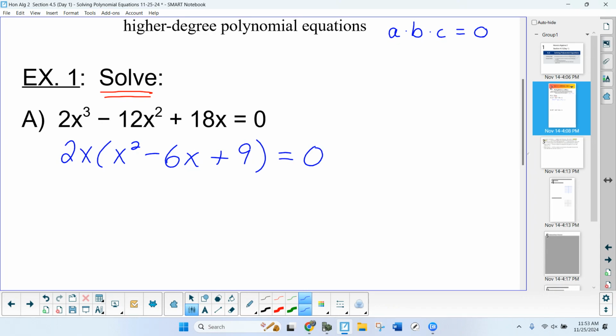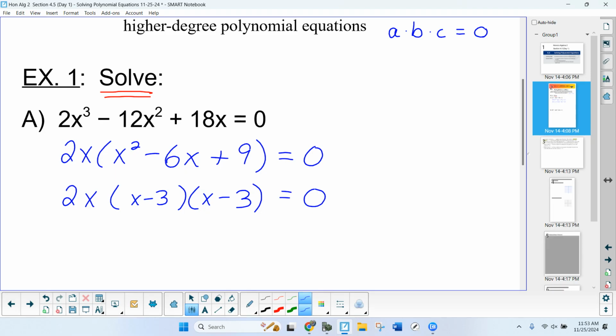Now what's left is a trinomial. A is 1, life is easy. What question do you ask yourself? What multiplies to give me 9 and adds to give me negative 6? Negative 3. So you just write x minus 3 and x minus 3. Are we done factoring? Could you factor that pretty simply?